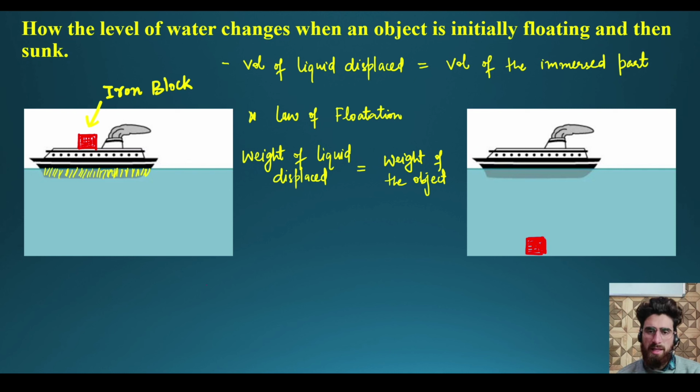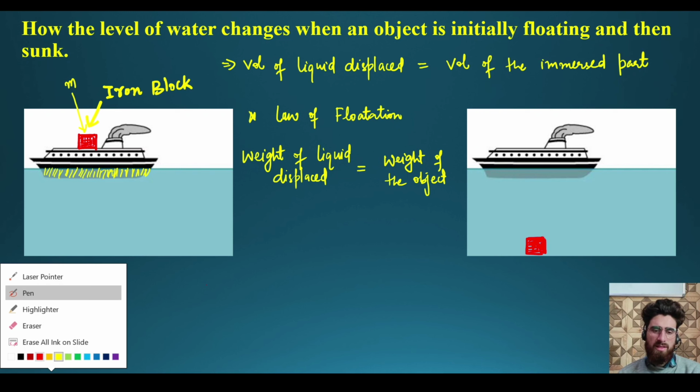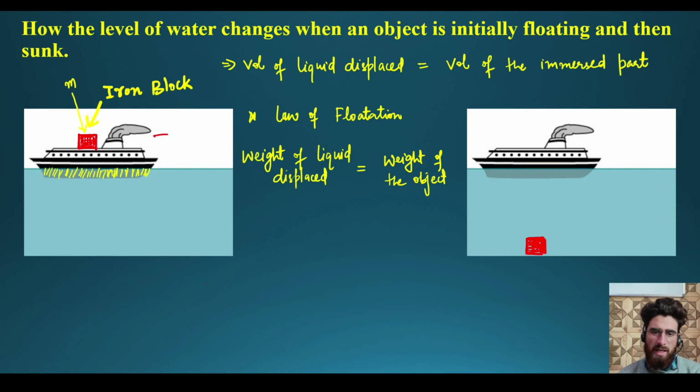These two concepts: first, the volume of the liquid displaced is equal to the volume of the immersed part. Second, the weight of the liquid displaced is equal to the weight of the object. These two concepts we will use to solve the question given to us. Now at the beginning, let the mass of this iron block or iron cube be small m. And the total system consists of the iron block and the ship. Let me denote the mass of the system by capital M.